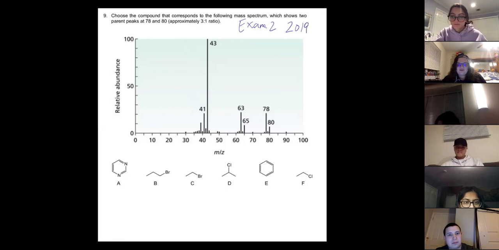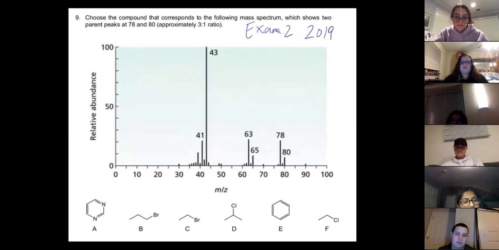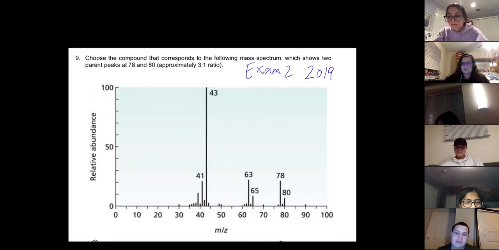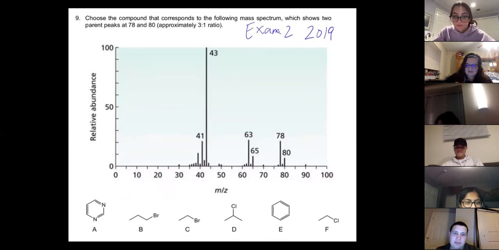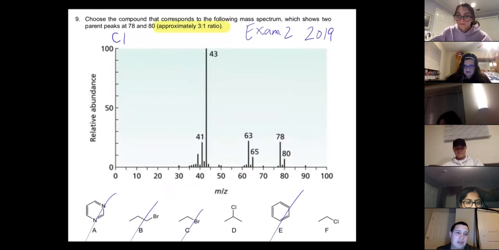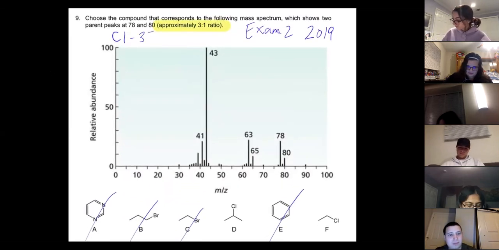All right, anybody know which functional group we're dealing with here? Yeah, Cl. I don't know if you could see up top, but it literally tells you that it's a 3-to-1 ratio in the question, which is really sweet of them. So because it's that 3-to-1 ratio, we know that we need a Cl. So you cross out everything else. And Cl has 2 isotopes, 35 and 37.